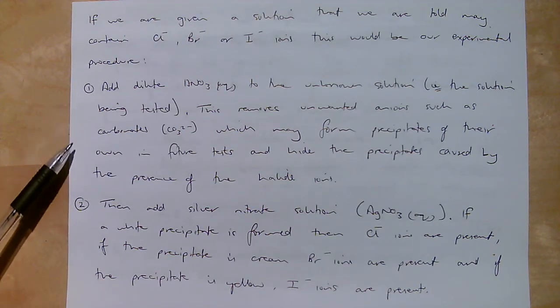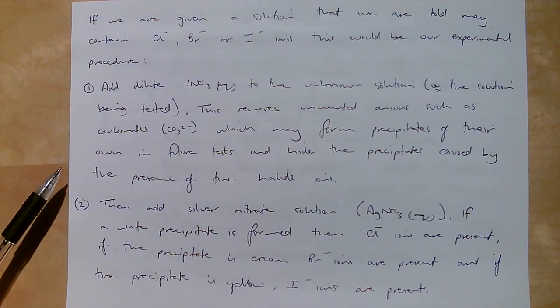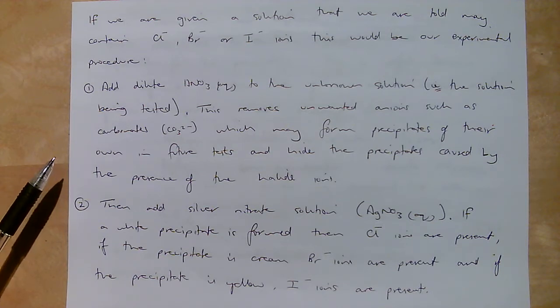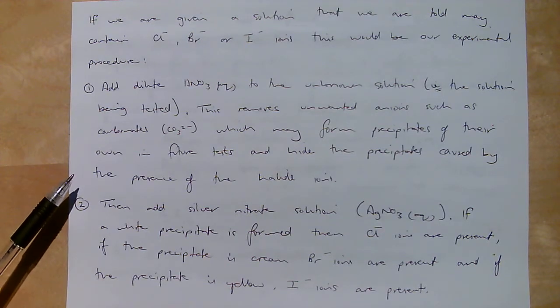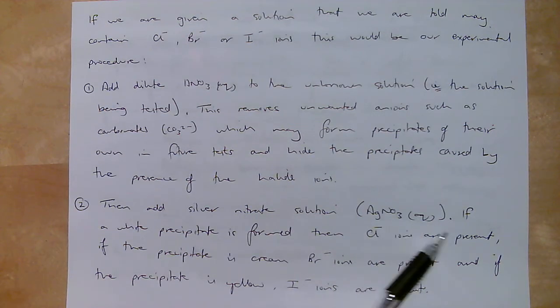Okay, this is a very useful step to know in all ion testing. If you add dilute nitric acid, it removes certain anions which may form precipitates of their own and mask the precipitates that you're actually looking for. So once we've done that and we're sure that we've only got the halide ions present in our aqueous solution, then we add silver nitrate solution, AgNO3 aqueous. If a white precipitate is formed, then Cl- ions are present. If the precipitate is cream, the bromide ions are present, and if the precipitate is yellow, the iodide ions are present.